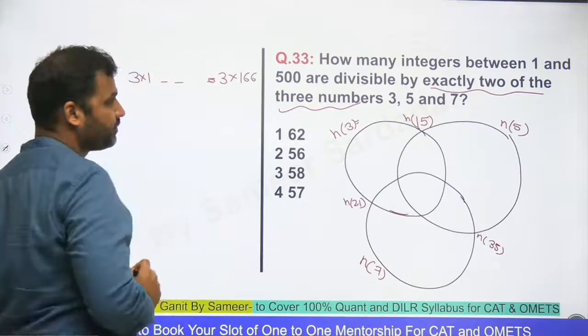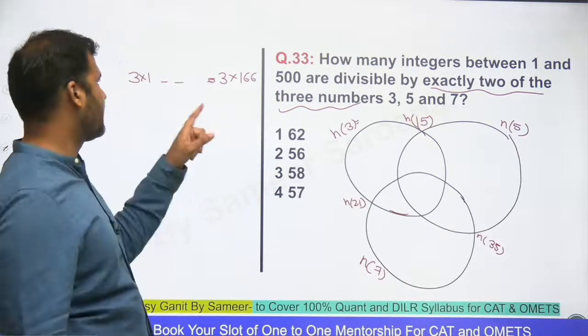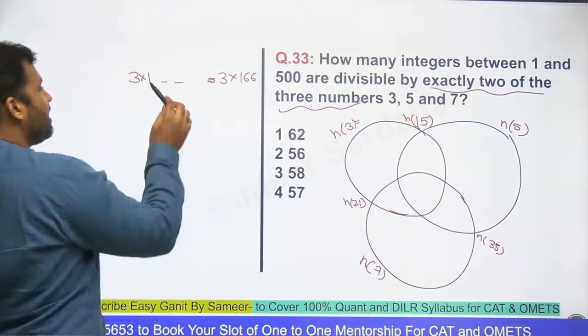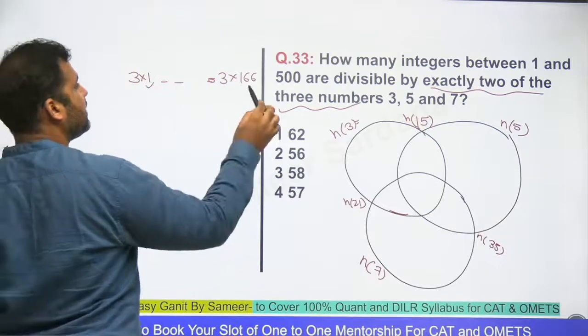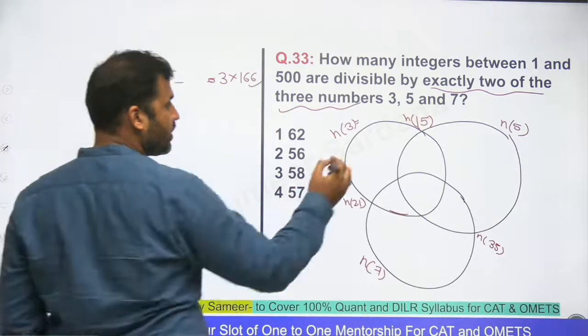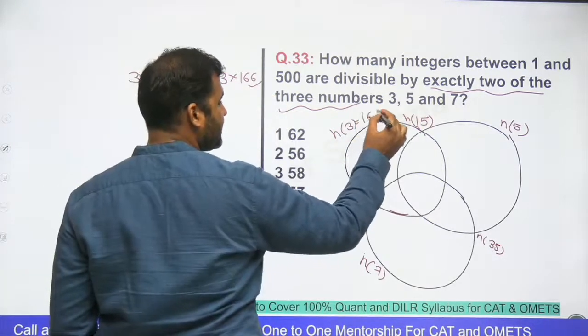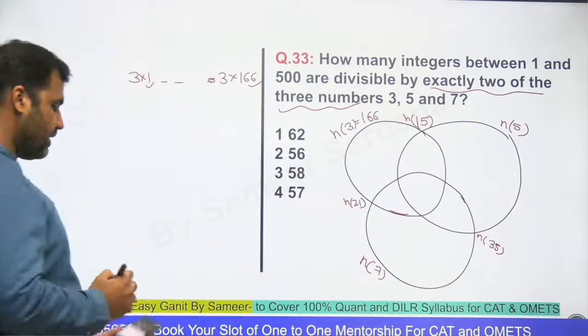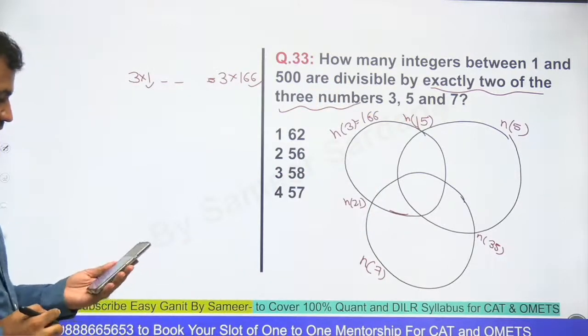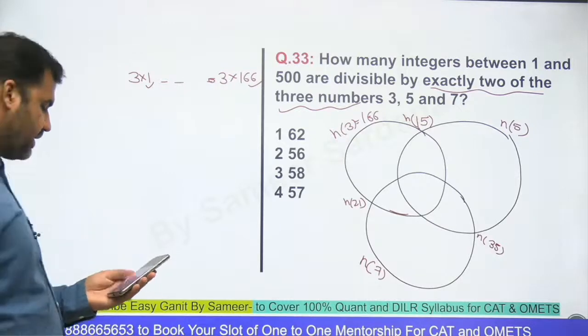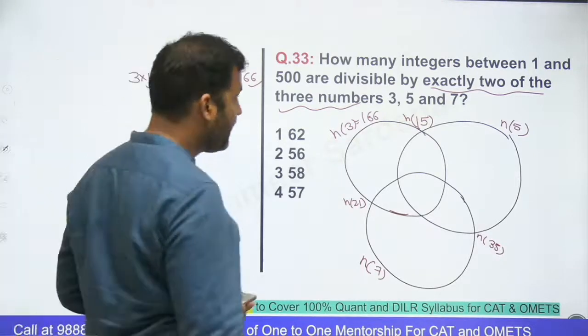Yes or no? ठीक है. तो बच्चों 3 के जो मल्टीपल हैं वो 3 into 1 से लेके 3 into 166 तक जा रहे हैं. So can I say that there are total 166 numbers which are divisible by 3? Is this point clear to everybody? Anyone having doubt in this? Tell me guys, 166 आएगा सीधा.